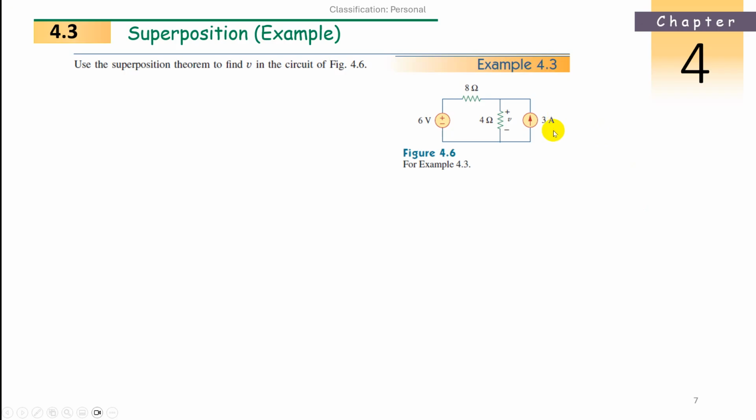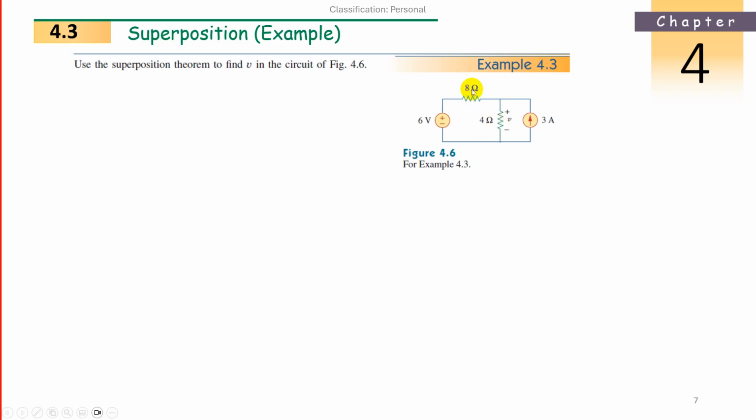Now if you consider only the current source, what happens? This voltage source should be short circuit. That is, it should be short circuit here. Means only 8 and 4 will be in parallel with 3 amperes. So 3 amperes should be divided in these two resistances. How will it be divided? Current division rule. What is the current division rule? The other resistance divided by total resistance into total current.